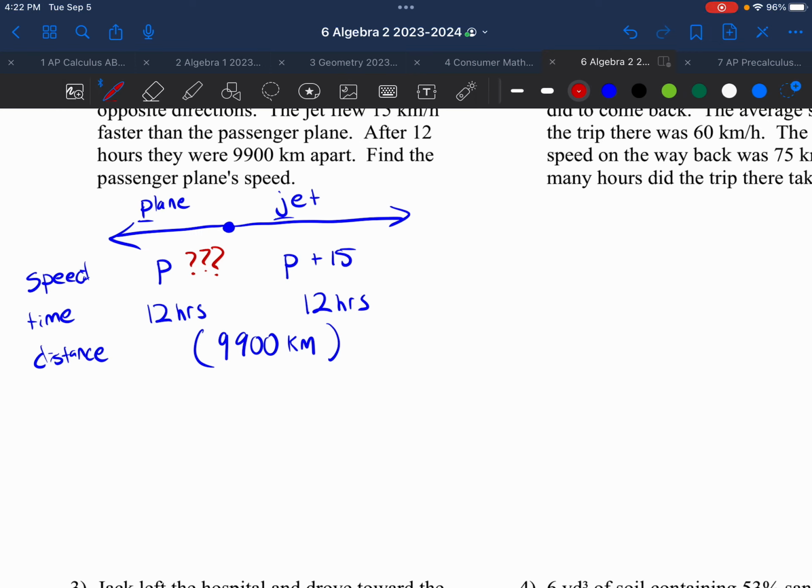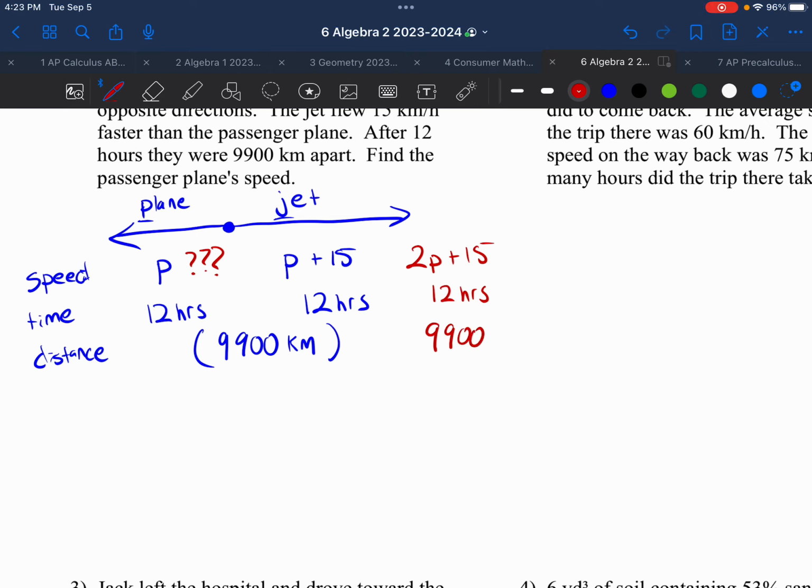So the speed is going to change here. I'm going to add these, right? It's P plus 15. P plus P is 2P. Our new speed is 2P plus 15. And the time here is still 12 hours. They both fly for 12 hours, and they both now go 9,900 kilometers.